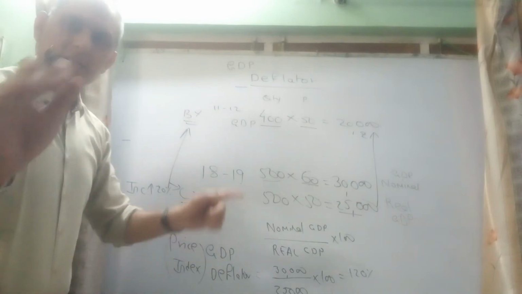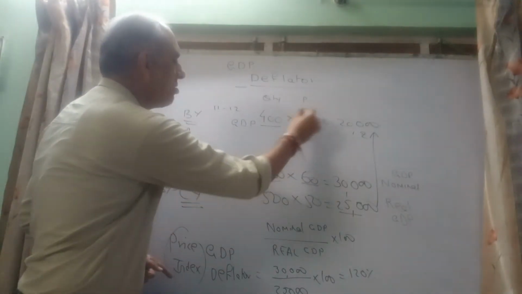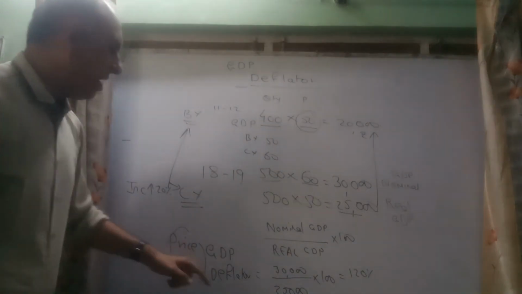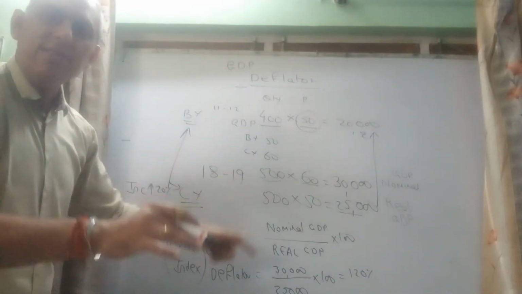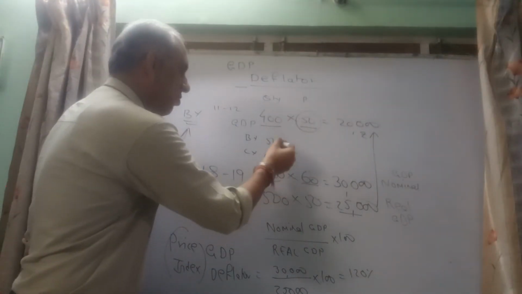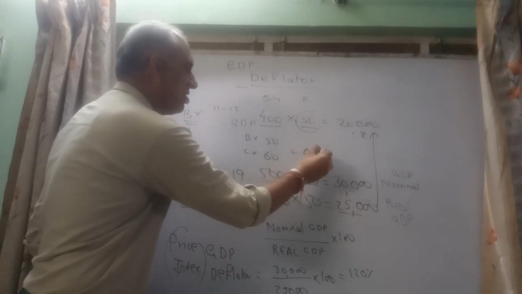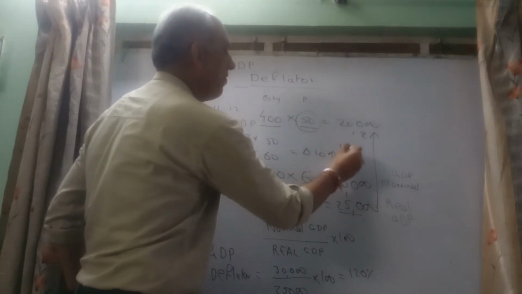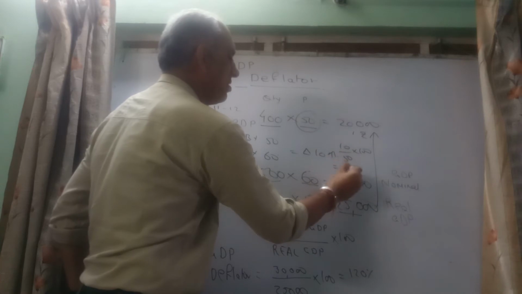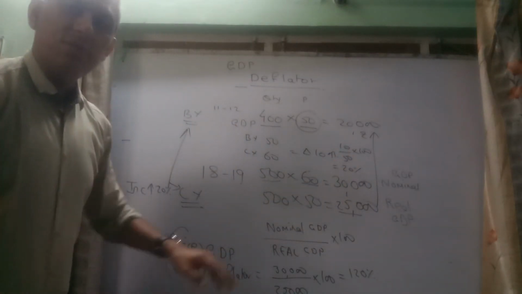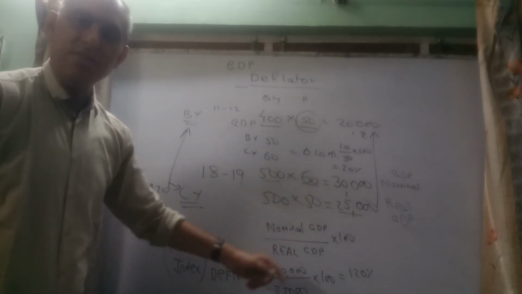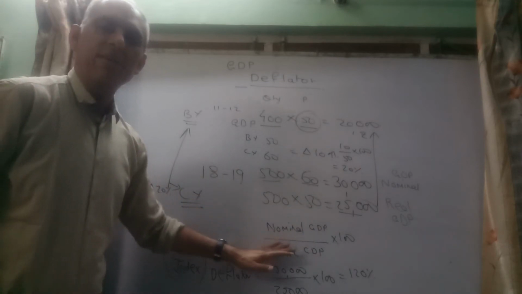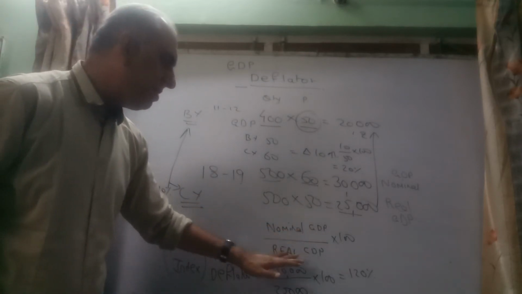Right? Let's prove it. What is the base year price? 50. What is the current year price? 60. If I don't take these two values, still my answer will come the same. What is the increase? The change is 10 on the increase side. So if I take 10 divided by 50 multiplied by 100, my answer is still 20%. So that change in the prices percentage-wise has been found by taking the nominal GDP and real GDP, nominal GDP being the numerator, real GDP being the denominator.